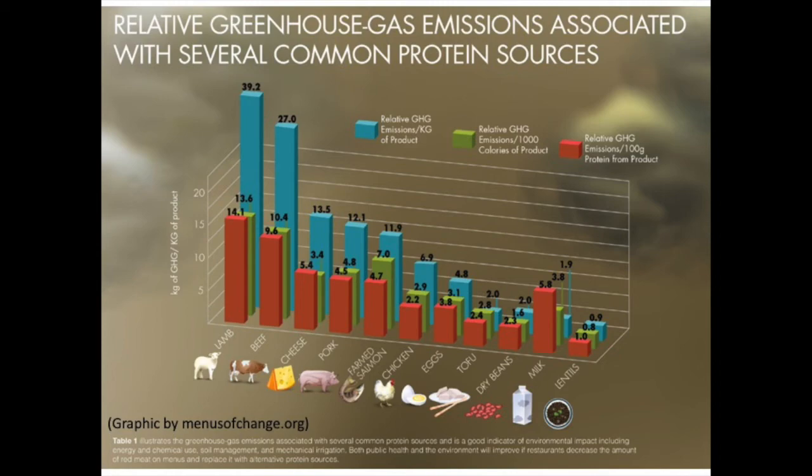You can see here how lamb and beef and dairy generally are all pretty horrible. So if you want to minimize your greenhouse gases for protein and you have to have animal protein, then chicken or eggs. And certainly beans and lentils are best.